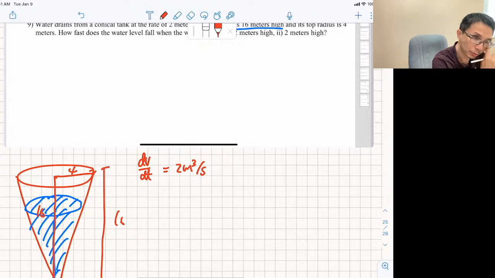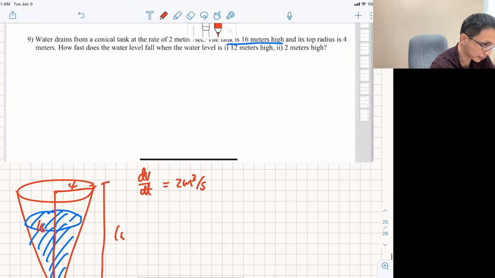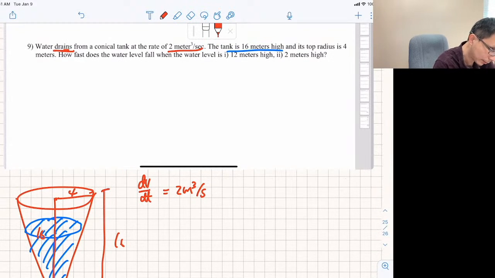But the problem is, what do I have a mistake here? If I just write dV dt equal to 2 meter cube per second, there's some mistake I purposely make. What kind of mistake do you think I make? Yes. Why is negative? Right. So the key word is draining. Right. dV dt. Right. And that's it.